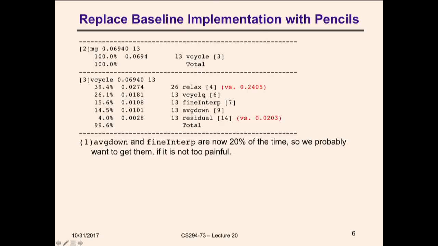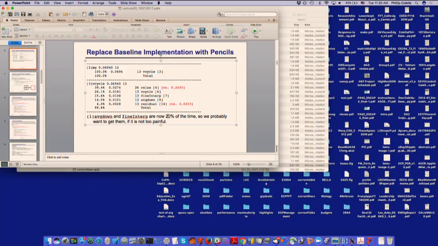So when we re-implemented relax with pencils, we get 0.0274 versus 0.2405. That's a big improvement. Now, if we look at the total amount of time being spent for V-cycle, now that we've made relax much faster, and subtract off the part that is coming from the recursive call, so that's the amount on this level, that's about 0.05 seconds, 0.02 of which is being spent in fine interp. That's now not 20% of the time, that's about 40% of the time. Change that as well.